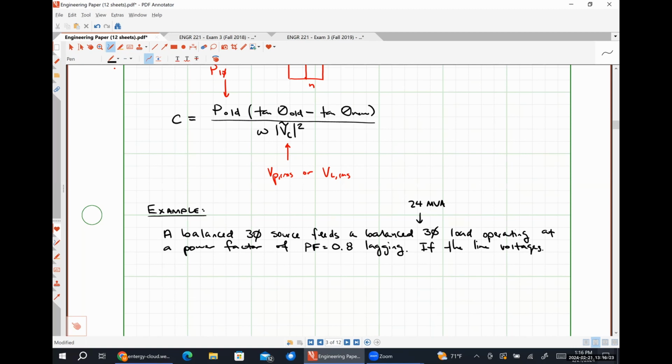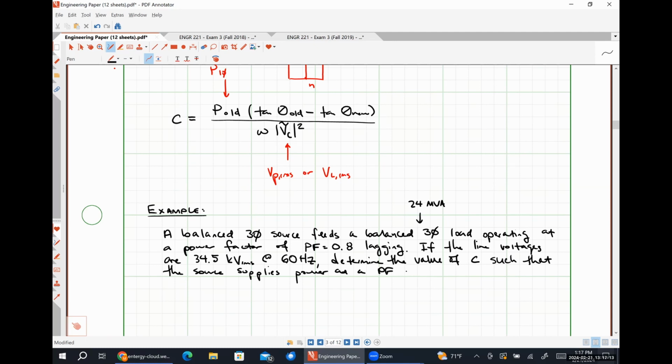If the line voltages are 34.5 kilovolts RMS at 60 hertz, determine the value of C, a single capacitor in our capacitor bank, such that the source supplies power at a power factor of 0.94 leading.